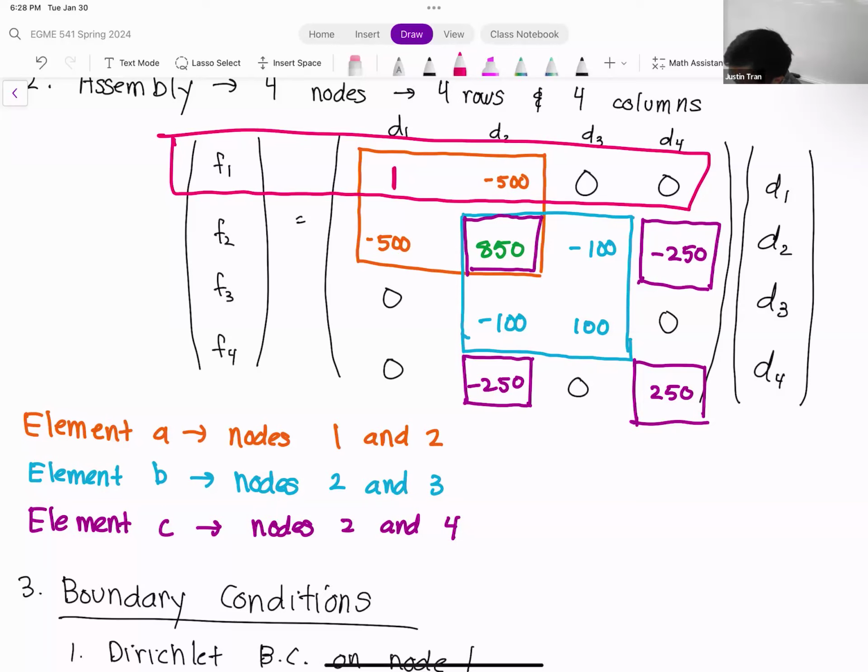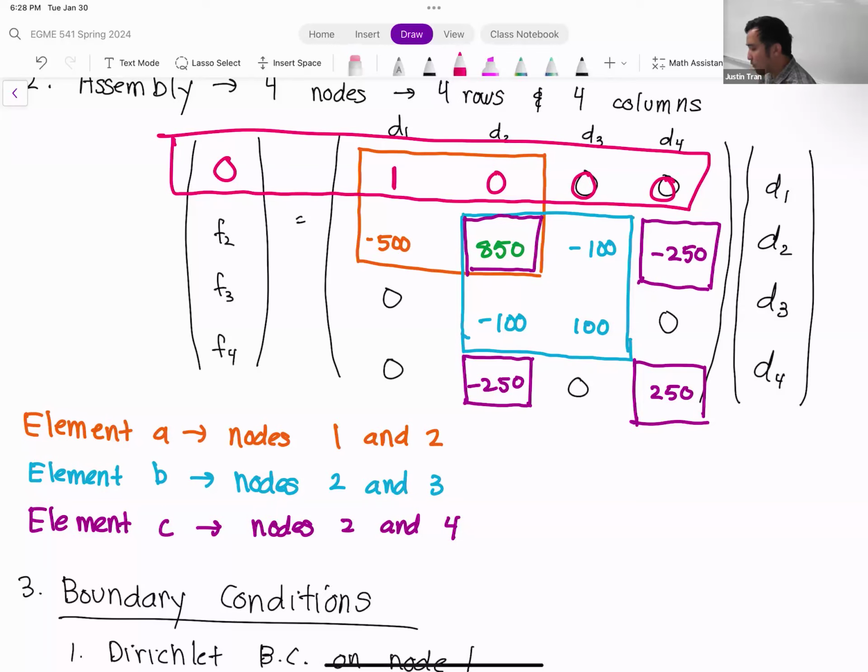Every other entry on that row, we're going to make 0. So on the D2 column of the first row, that's going to be 0. Luckily, the D3 and D4 columns are already 0, so we don't have to do anything there. I just traced over it for emphasis. And a Dirichlet boundary condition means that we replace the entry in the forcing vector as well, so we're going to have a 0 on that entry there.